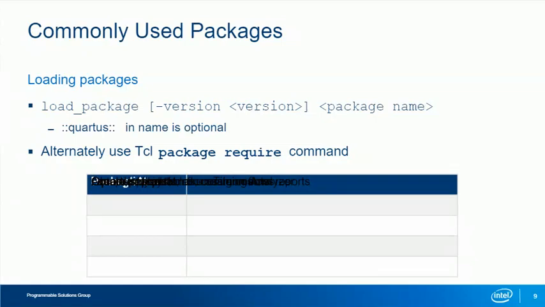If you need to, you can use the Quartus Prime software-specific load_package command to easily load packages. The syntax is load_package, followed by an optional version number, and then the package name. Using the ::quartus:: prefix is optional when you use the load_package command.